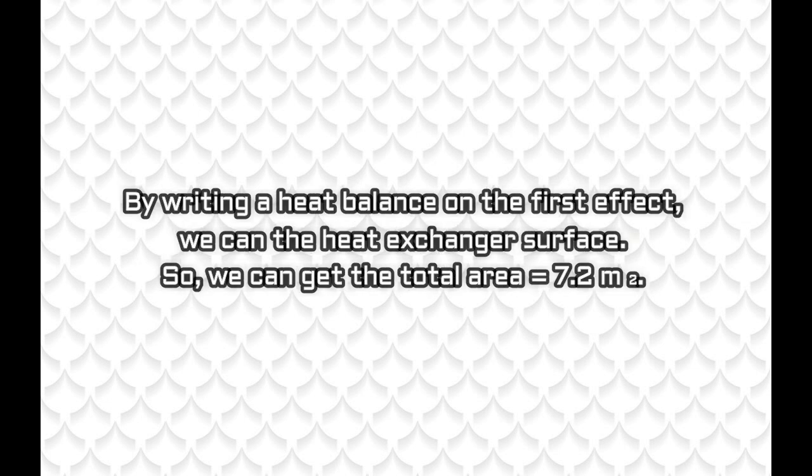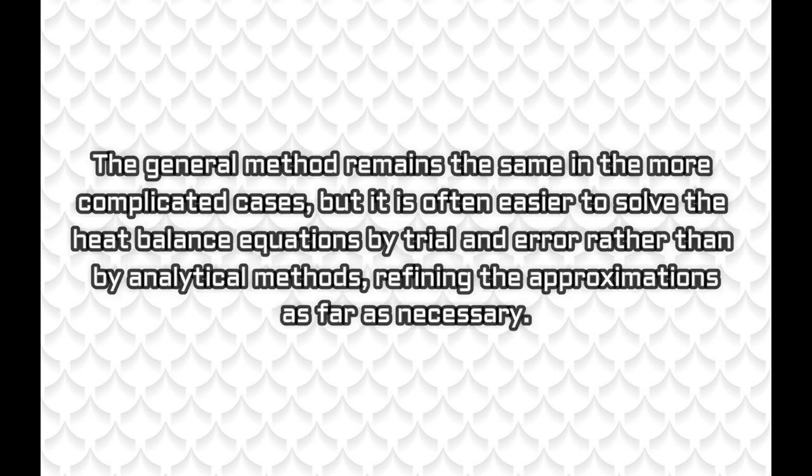By writing a heat balance on the first effect, we can get the heat exchanger surface. So we can get the total area equal to 7.2 meters squared. Note that the conditions of this example are simplified, in that the sensible heat and feed heating effects are neglected and no boiling point rise occurs. The general method remains the same in the more complicated cases, but it is often easier to solve the heat balance equations by trial and error rather than analytical methods, refining the approximations as far as necessary.